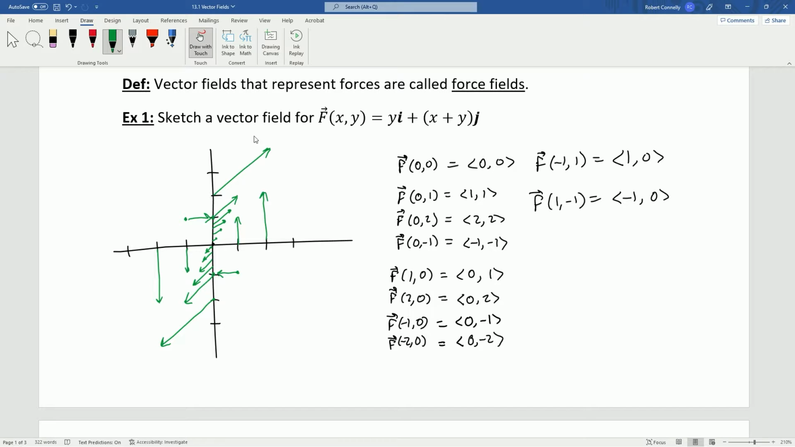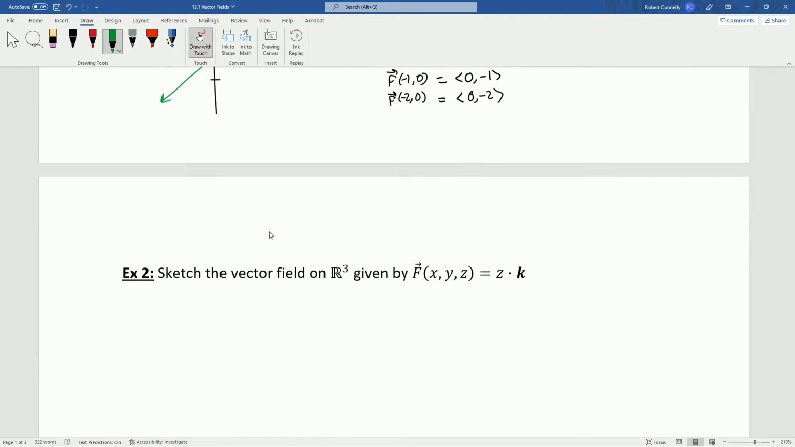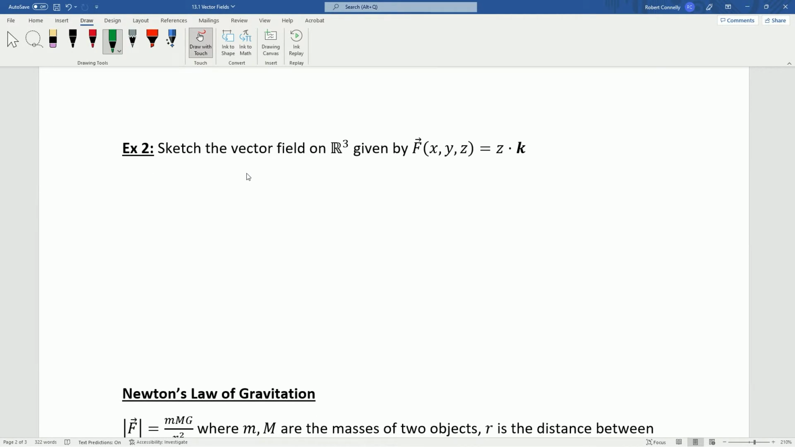Okay, so that should hopefully give you a pretty good idea of how to draw these vector fields. There's nothing too crazy going on here. So now this one's a little bit tougher. Sketch the vector field in R3. But actually, if we think carefully about what this vector field is, it's pretty easy to draw. It's just conceptually doing anything in 3 dimensions is always a little bit harder to wrap your head around.